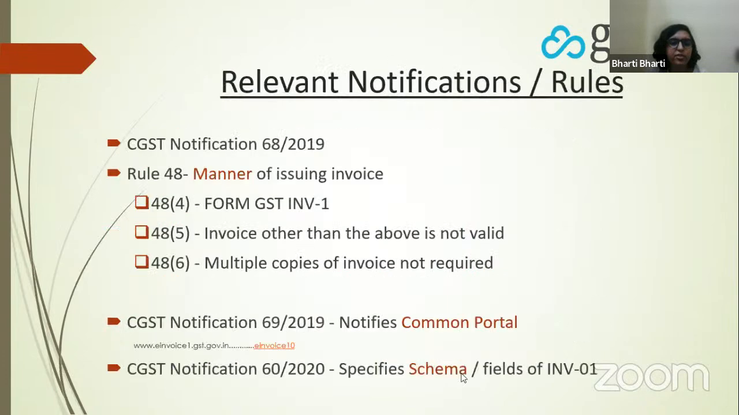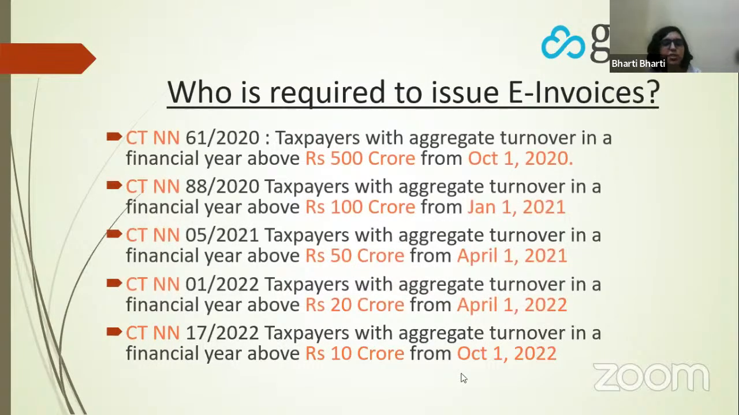As per the first notification, that was 61/2020, the taxpayers with aggregate turnover in a financial year above 500 crore were enabled to generate e-invoices from 1st of October 2020, and the most recent notification for 10 crores and above is 17/2022.